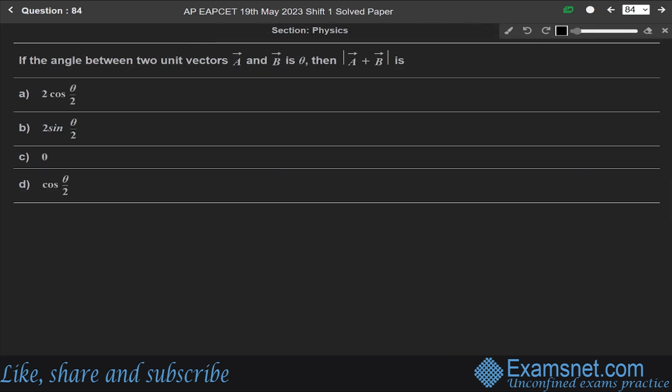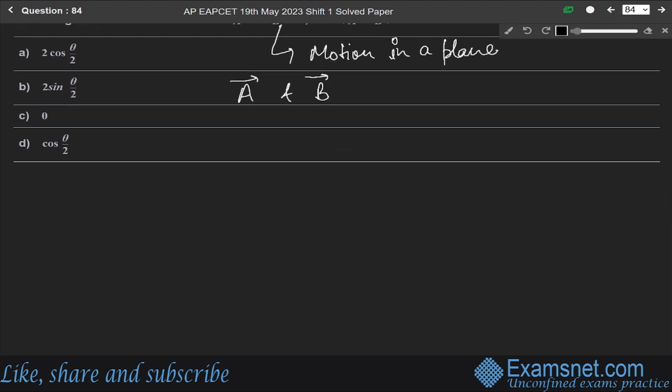Now next question 84. If the angle between two unit vectors A and B is theta, then the resultant of A plus B is. This question is from the chapter of motion in a plane. We are given two vectors, vector A and vector B, and we have to find the addition A plus B.